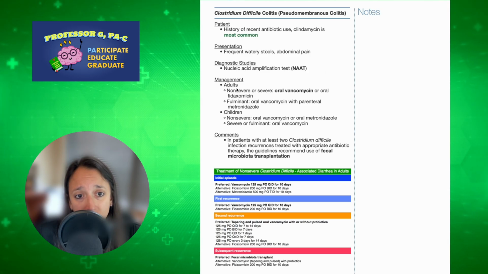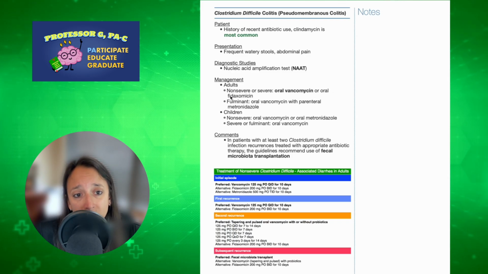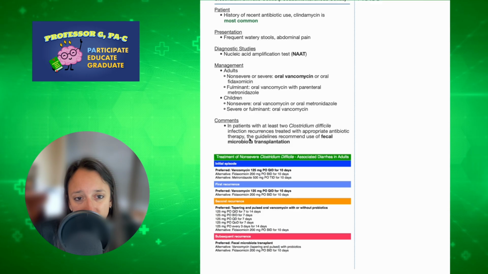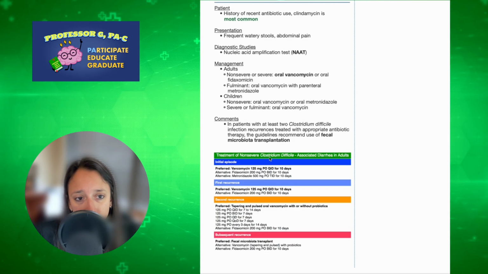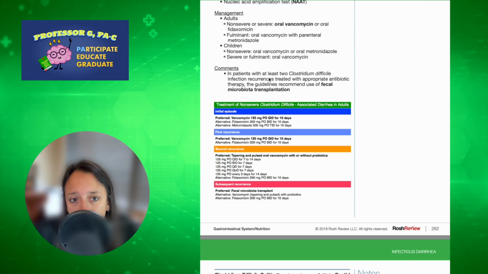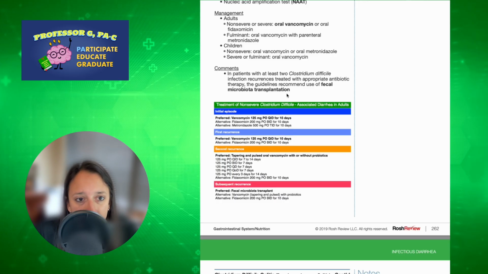And in adults, we can give them oral vancomycin or oral fidaxomicin. Do not give IV. IV won't help. For fulminant, we'll also do that, along with parenteral metronidazole. And for kiddos, if it's not too severe, we do the oral vanc most often. If they have more than 2 C. diff infections or recurrence, or it never goes away, we can consider doing a fecal transplant.